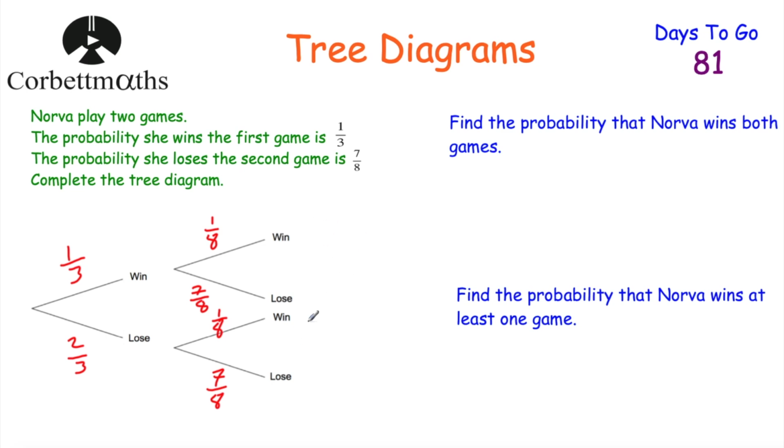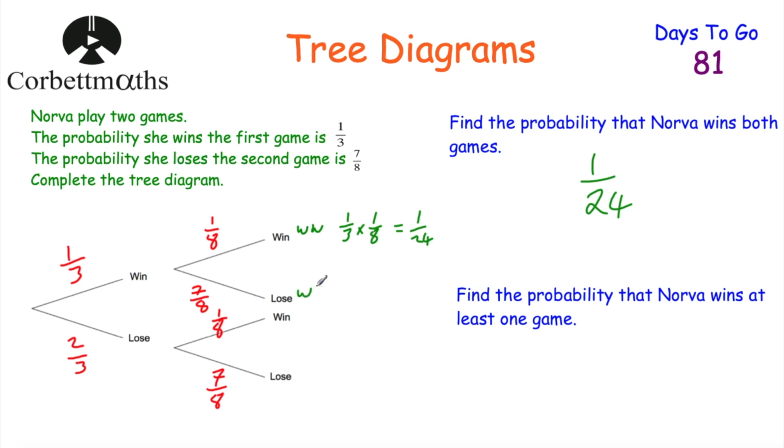What I'm actually going to do is list all the possible outcomes, find the probability of each of them, and then use those probabilities to help us answer these two questions. So we've got a win and a win. That would be 1/3 multiplied by 1/8. 1 times 1 is equal to 1, and 3 times 8 is equal to 24. So the probability of her winning both games would be 1/24. So that's the first part.